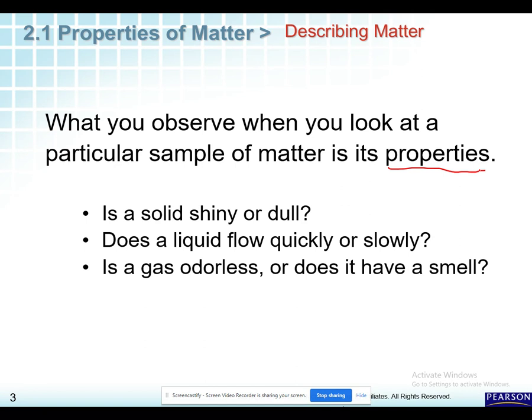So what you observe when you look at something, any type of matter, so a desk, a window, a phone, what you observe about it are the properties. For example, is something a solid? Is it shiny? Is it dull? Or does it kind of have a not so shiny appeal? If it's a liquid, does it flow quickly like water? Or is it very slow like syrup coming out of a bottle? If it's a gas, can you smell it? Is it odorless? Or does it have a distinct smell and you really like or hate that smell?